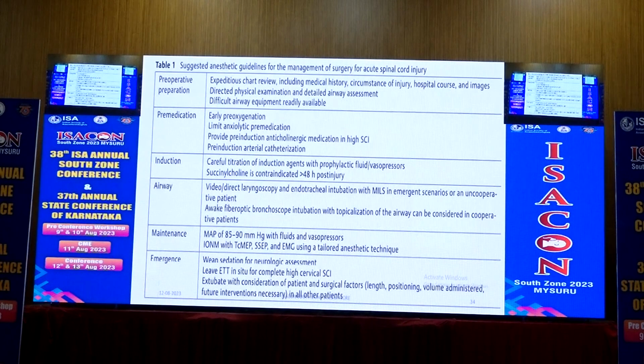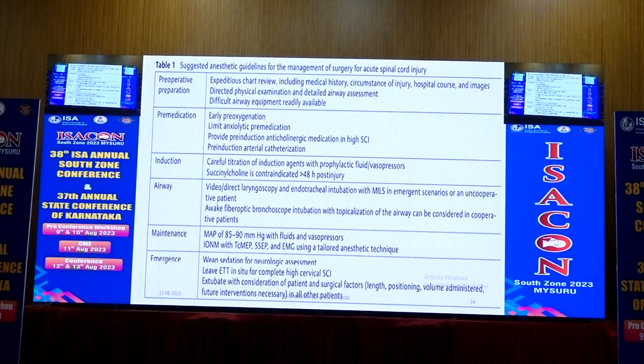Then, as mentioned earlier, one important thing you should always remember is, for intubating, succinylcholine is contraindicated after 48 hours. Less than 48 hours you can go for succinylcholine, and after that you can probably go for rocuronium. And another thing is, always remember it's going to be a difficult airway. Stabilize the airway, always remember inline stabilization. Then intubate your patient, preferably using video laryngoscopy. And for maintenance, always remember to maintain your mean arterial pressure between 85 to 90 millimeters of mercury.